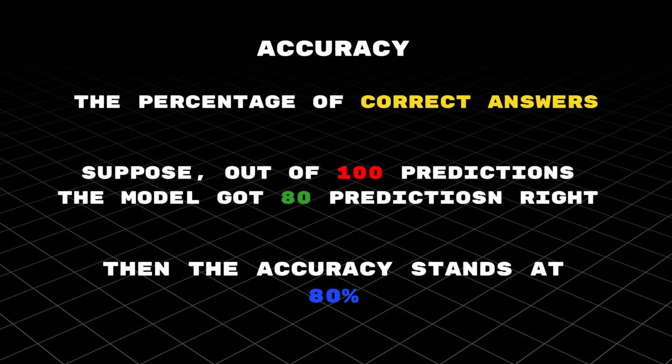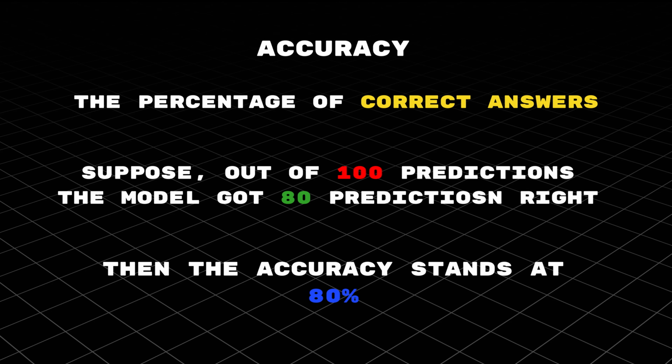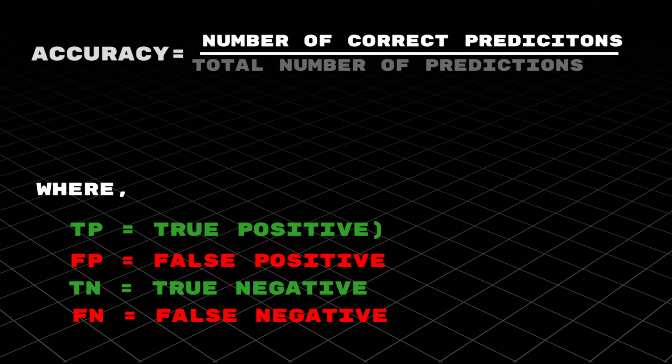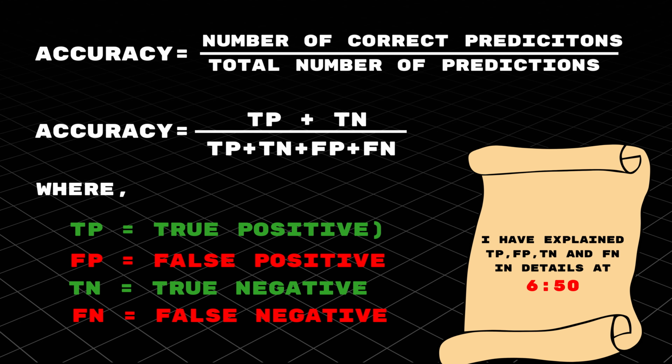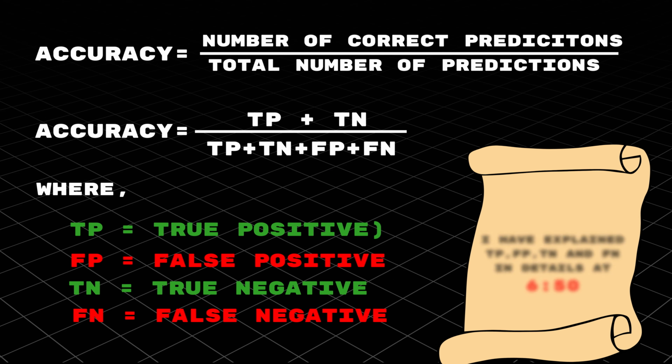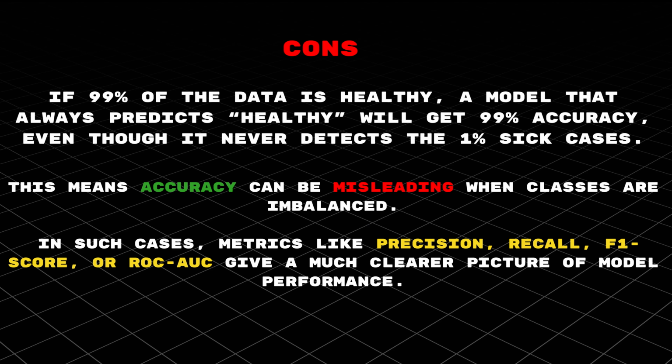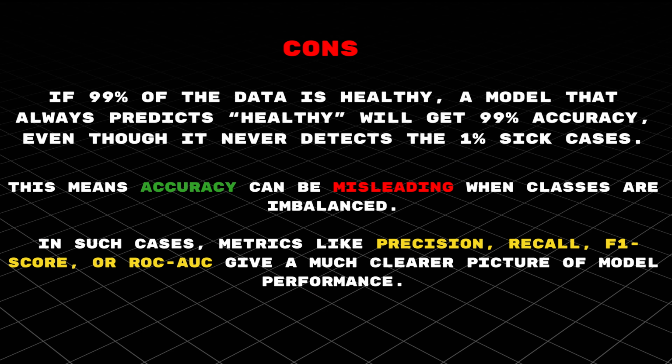Accuracy is the percentage of correct answers. If the model got 80 out of 100 right, accuracy is 80%. It's simple and easy to understand, but it fails if data is unbalanced. For example, predicting always healthy in 99% healthy data gives 99% accuracy. That's why other metrics are also used.